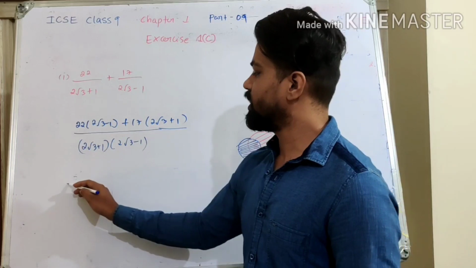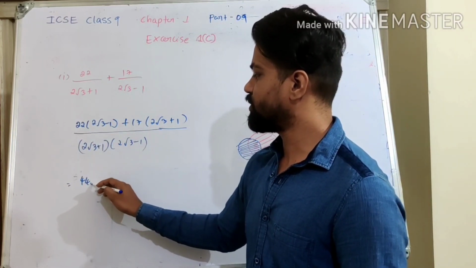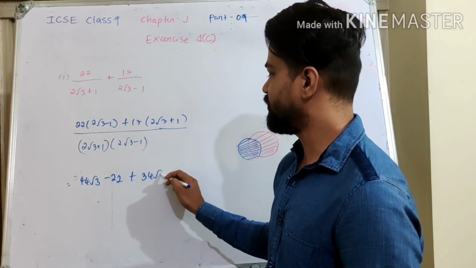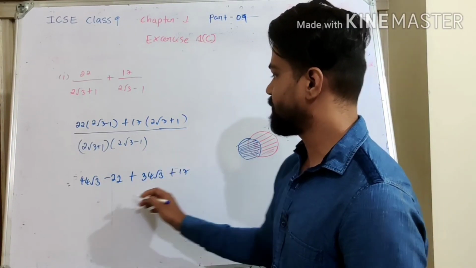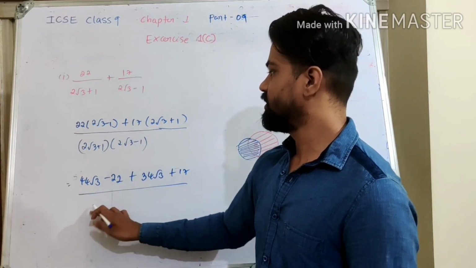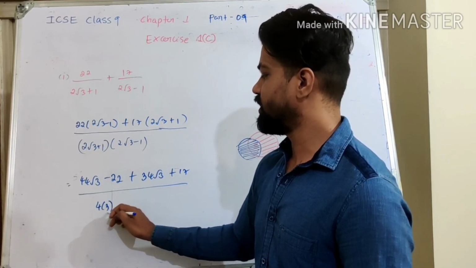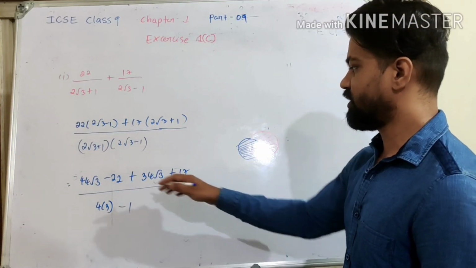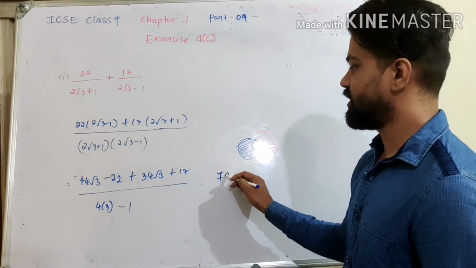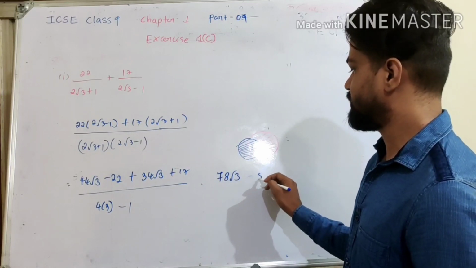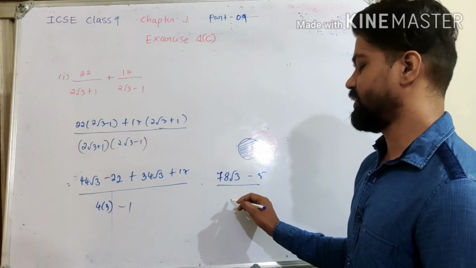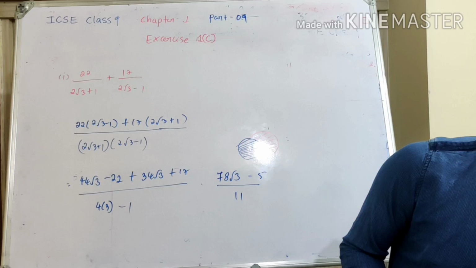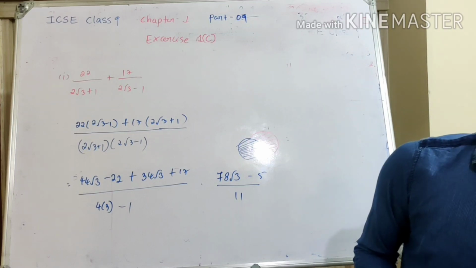Okay, so we end up with 22 2s are 44 root 3 minus 22, and 17 2s are 34 root 3 plus 17. So we end up with 2 square is 4 into 3 minus 1. We end up with 44 plus 34 is 78 root 3 minus 5, divided by 4 3s are 12 minus 1, 11. So that will be the simplified answer: 78 root 3 minus 5.